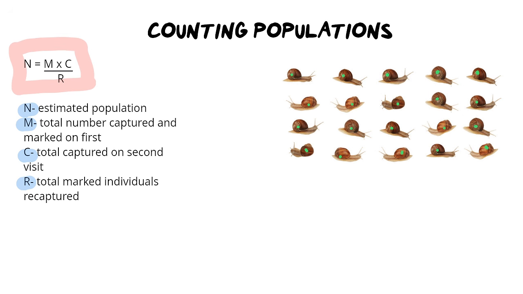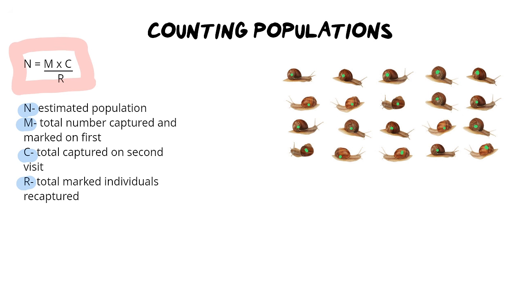And when you do the second capture, so when I go out again, let's say 2 to 3 days later, I need to do it in a very short period of time. I can't come back months and years later to do the second capture. So let's say, for example, I've gone out now and I've caught all these snails, and we have 1, 2, 3, 4, 5 by 4. So we've got 20 individuals here.